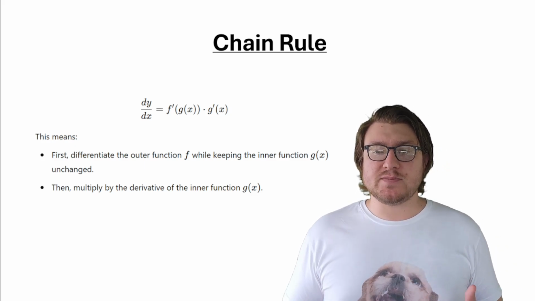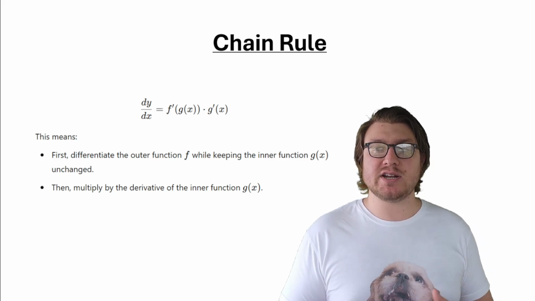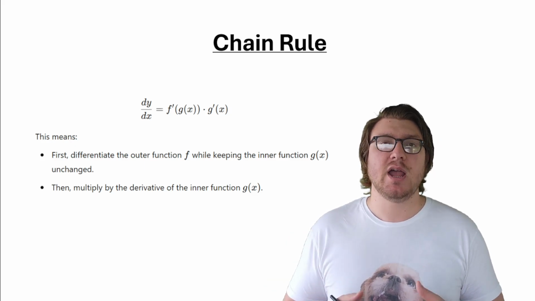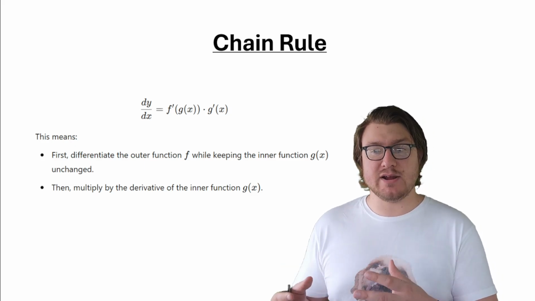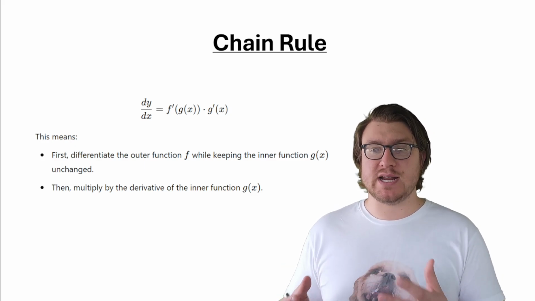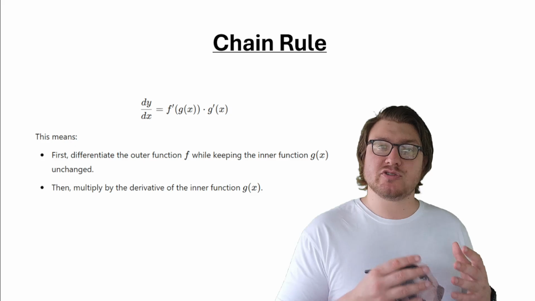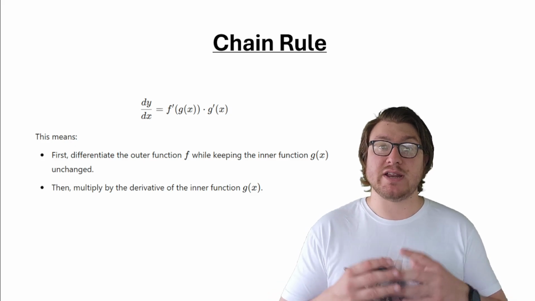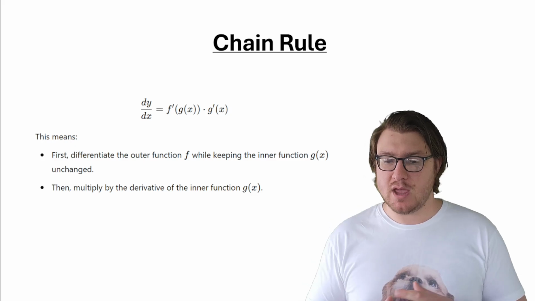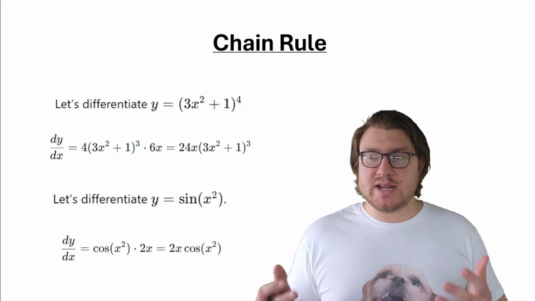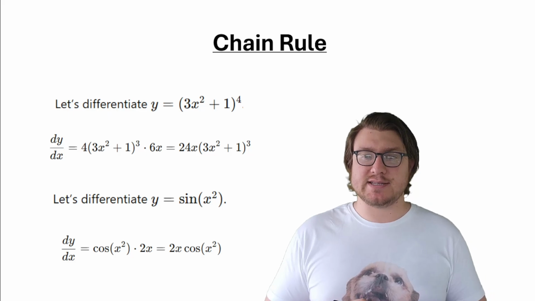So this means that we first differentiate the outer function f, and then we copy the inner function as it is, which is in our case g of x, and then we multiply at the end by the derivative of that inside function. So let's just do an example. I think it's much easier to see in an example.